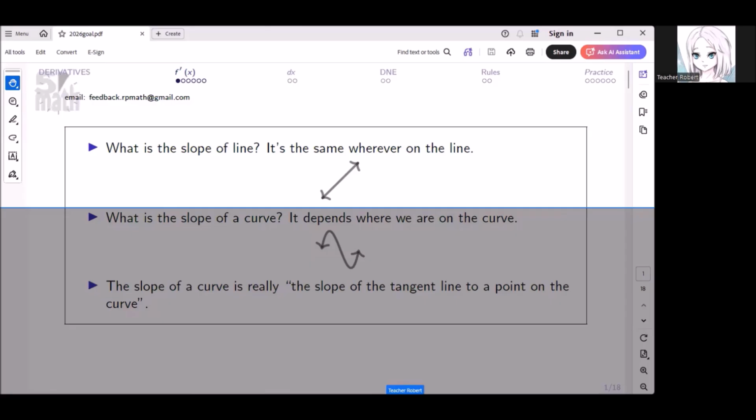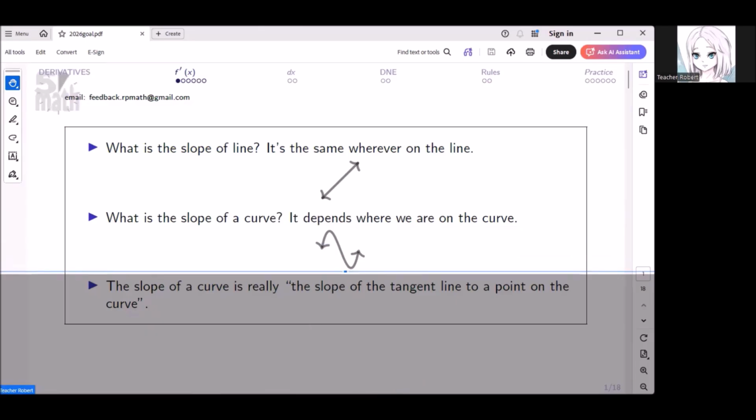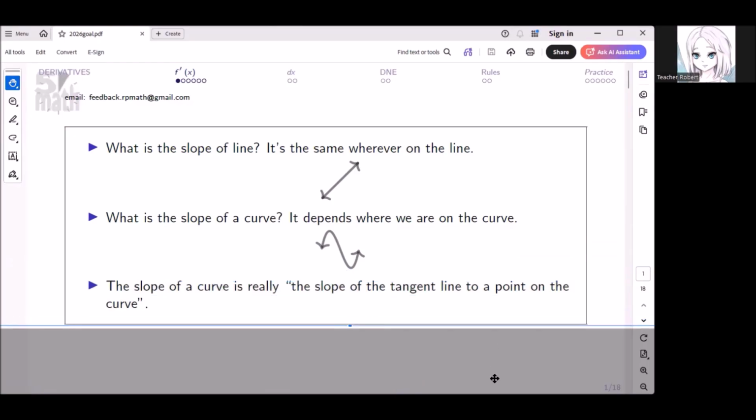What is the slope of a line? It's the same wherever on the line. What is the slope of a curve? It depends where we are on the curve. The slope of a curve is really the slope of the tangent line to a point on the curve.